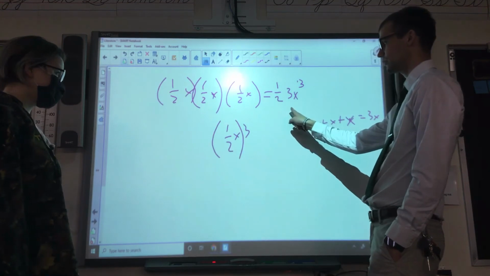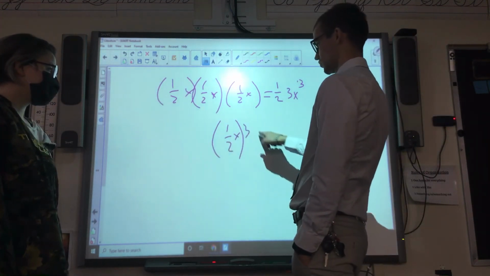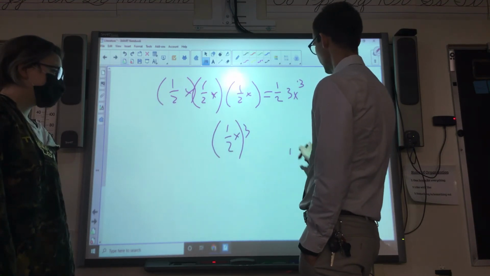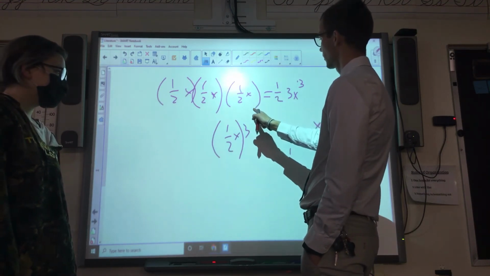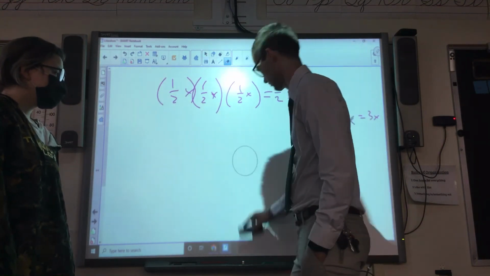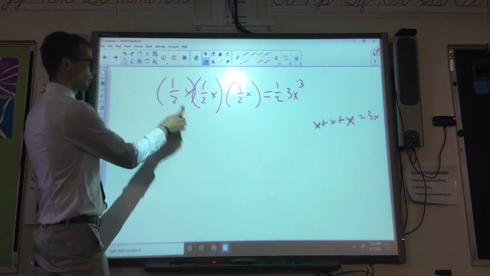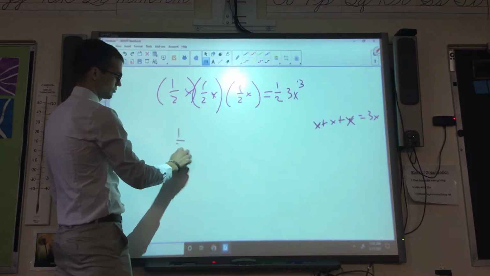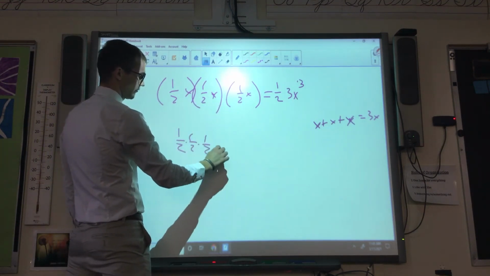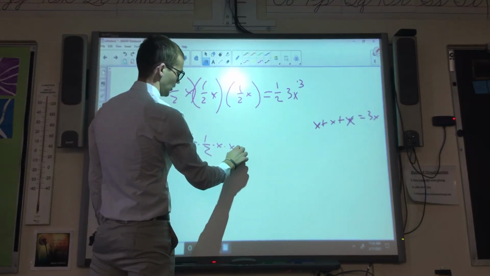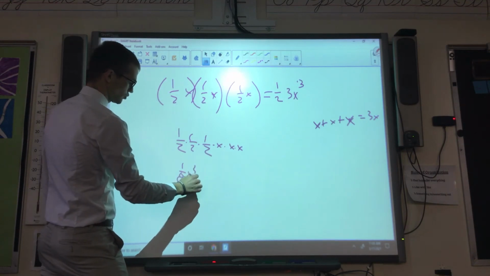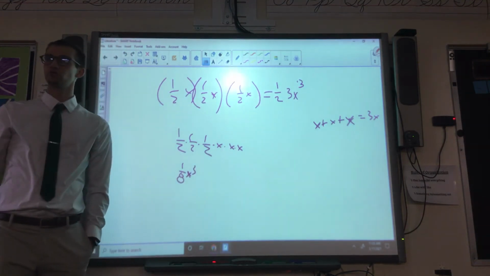So actually, when you do 1/2 x and then cube it, you get 1/2 times 1/2 times 1/2, and if you do it all out, times x times x times x. So you'll get 1/8 x cubed if you actually do everything out.